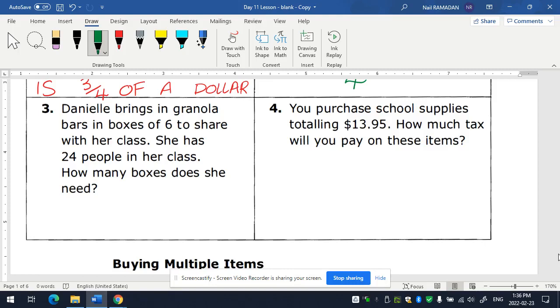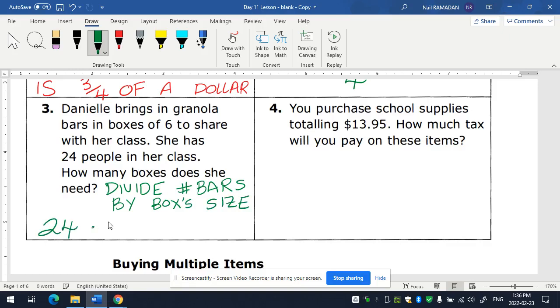Obviously, one way to do this is to keep trying. 1 times 6, that's only 6. 2 times 6, that's only 12. 3 times 6, that's 18. 4 times 6. Or just divide what? So divide. I want you to write divide number of bars by box size. Okay, so 24 divided by 6 per box. That means we need 4 boxes.